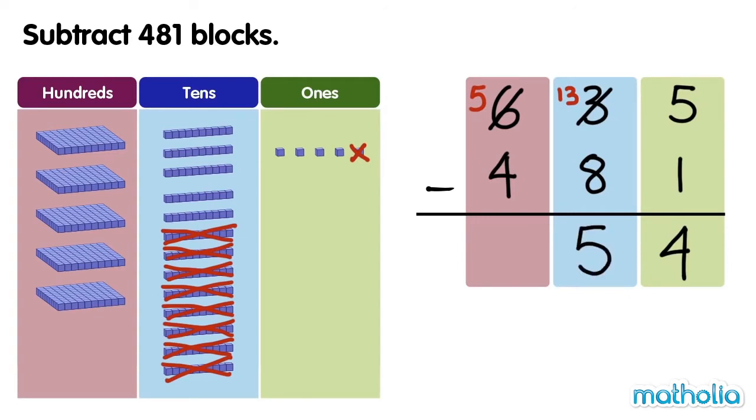Finally, we subtract the hundreds. 5 hundreds minus 4 hundreds equals 1 hundred. There are 154 blocks left. 635 minus 481 equals 154.